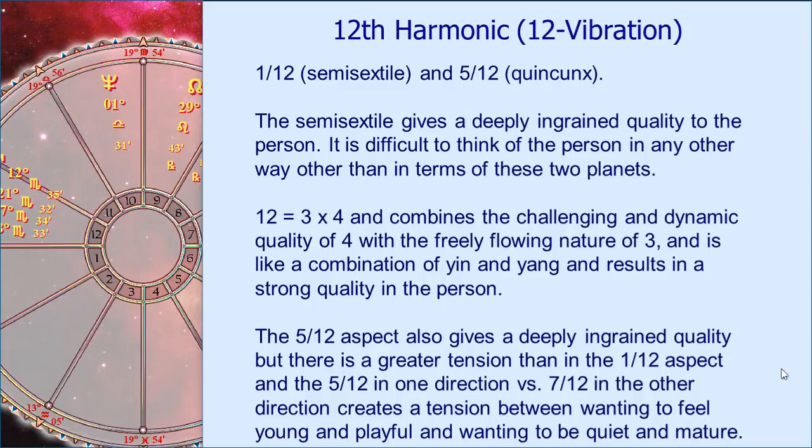Now the 5/12th aspect, or quincunx, is also a very deeply ingrained quality, but there's more tension with the 5/12ths. This quincunx aspect is a little more tense, a little more difficult than the 1/12th. The person wants to play. That 5 in the numerator makes them want to do something creative, and it feels like the 7/12ths going in the other direction holds it back a little bit. So the person wants to play, but they don't want to be silly, and there's a little bit of tension going on with the quincunx.